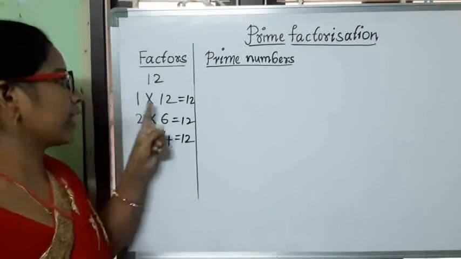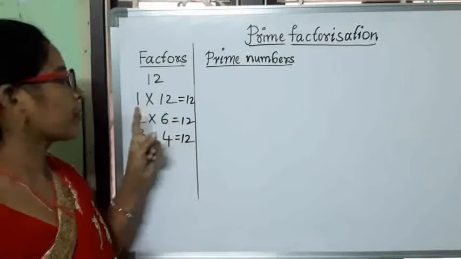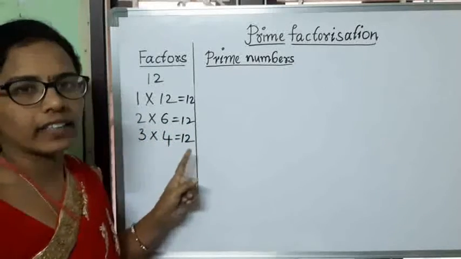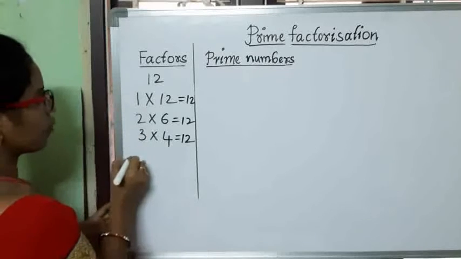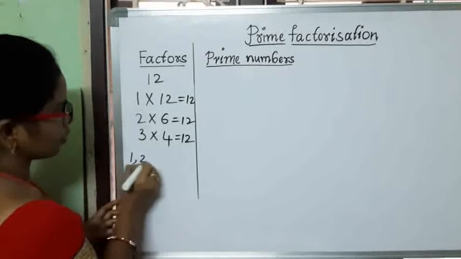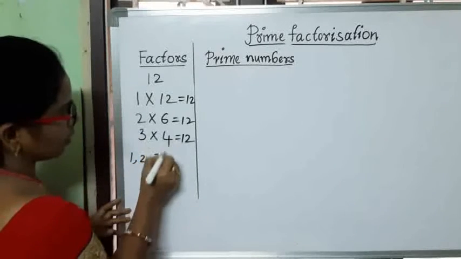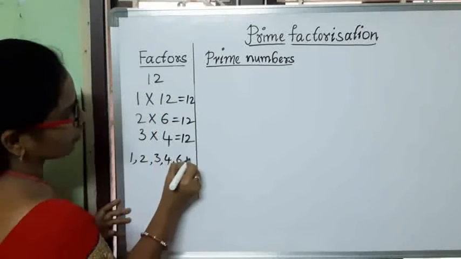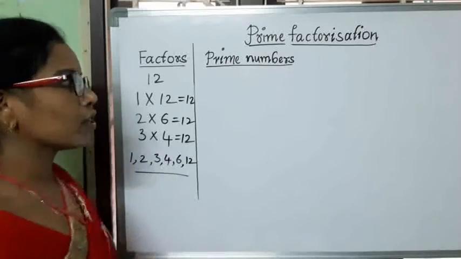That means 1 and 12 are factors of 12, and 2 and 6 are factors of 12, and 3 and 4 are factors of 12. So the factors of 12 are 1, 2, 3, 4, 6 and 12. These are the factors of 12.